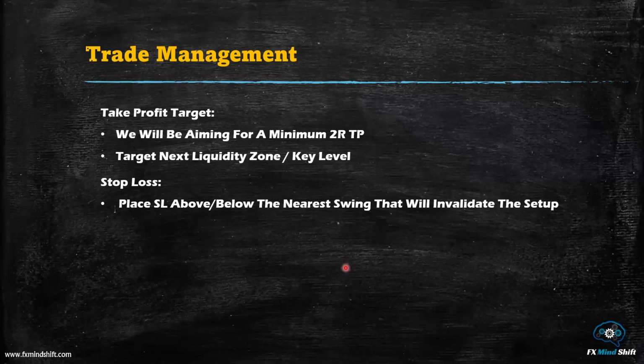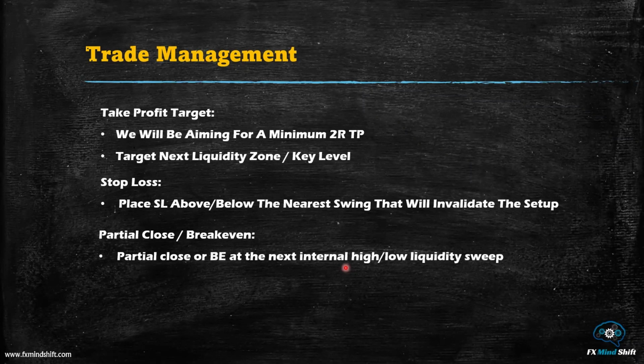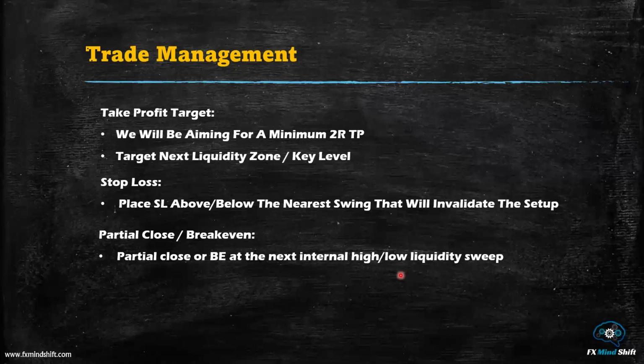We're going to also be actively managing our trade when we're in the trade. Okay, so we're going to be looking to partial close, and we're also going to be setting our trade to break even when we hit potential internal high targets. So we're going to partial close or BE at the next internal high or low when we get a liquidity sweep on the next internal, say M1 structure or M5 structure.